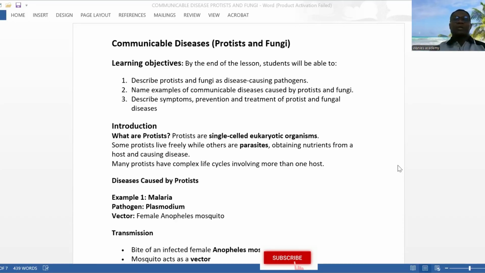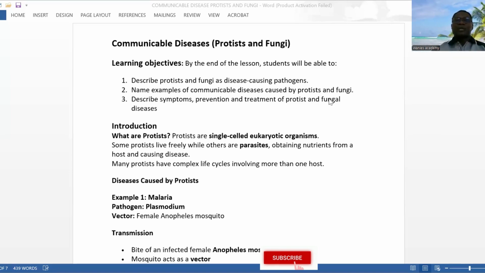We've been on the topic of communicable diseases. In our previous classes, we discussed viral and bacterial diseases. Today, we will discuss protists and fungal diseases. At the end of the lesson, you will be able to describe protists and fungi as disease-causing pathogens. You will be able to list some examples of communicable diseases caused by protists and fungi. And you will be able to describe some symptoms, prevention, and treatment of protist and fungal diseases.